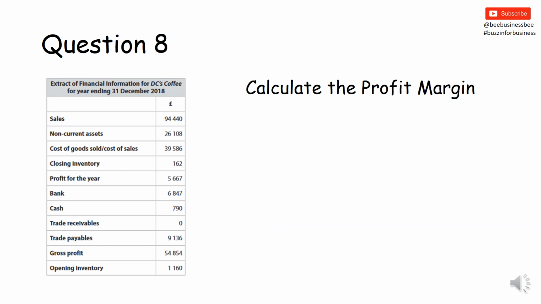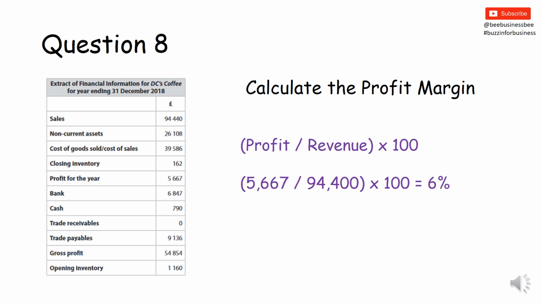Okay, question 8. Calculate the profit margin. So you would get 1 mark for doing profit divided by revenue times 100. Remember, this will be your net profit or your profit for the year in this case here. So 5667 divided by your sales, which obviously is the other word for revenue, 94,400, and then multiply by 100 and you get the answer 6%.